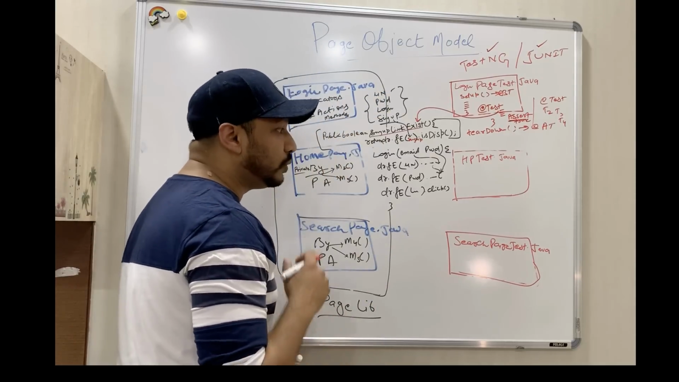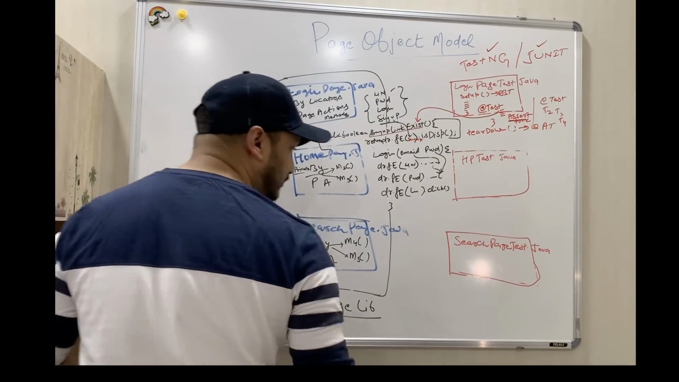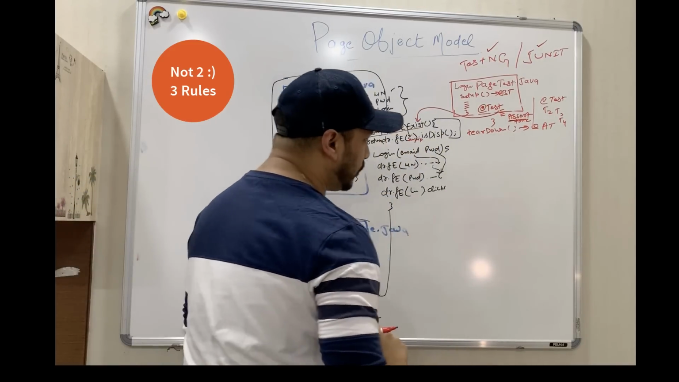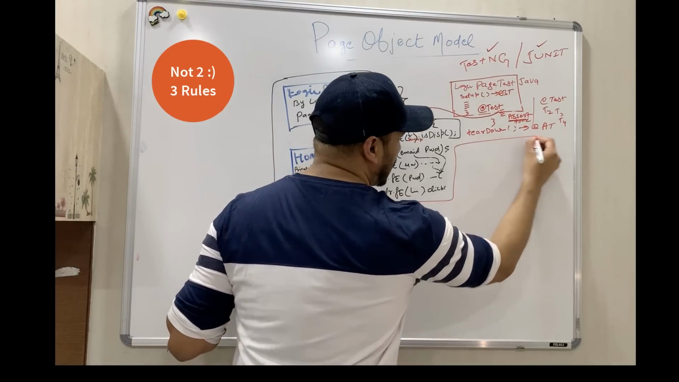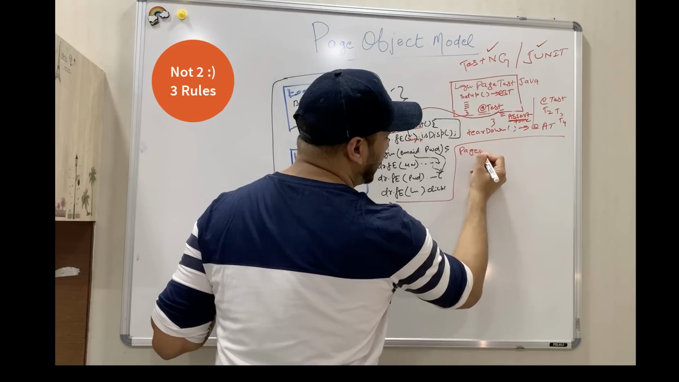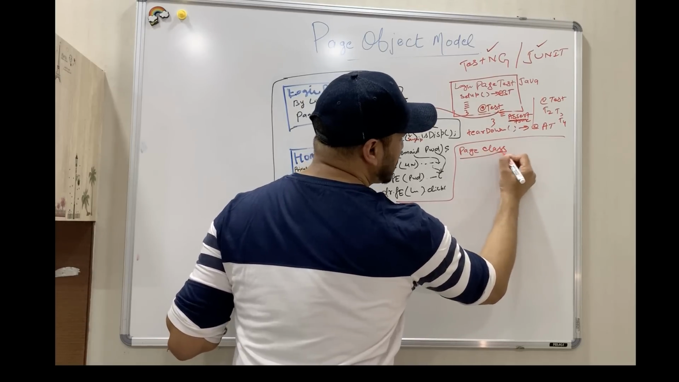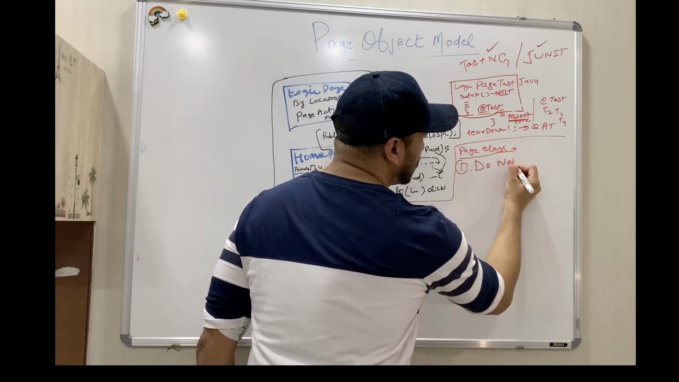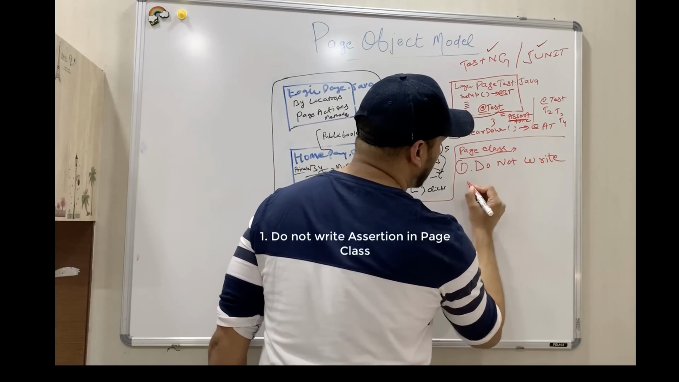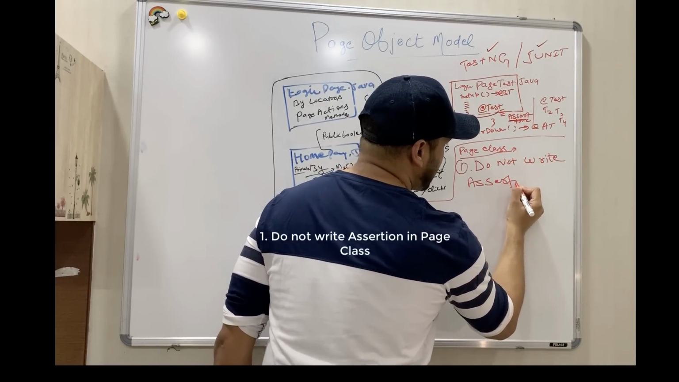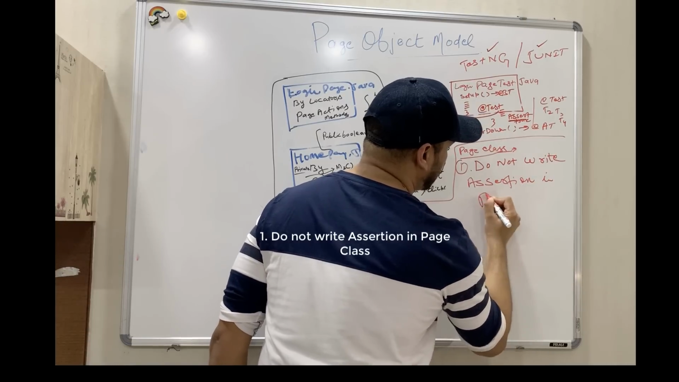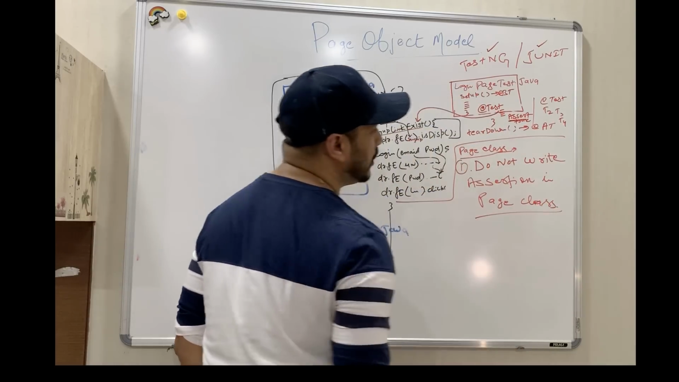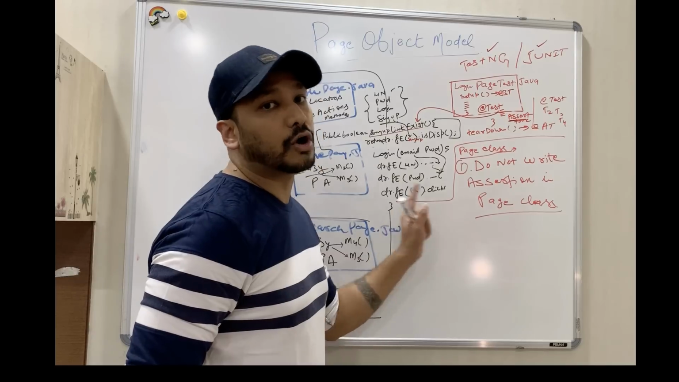Now, what is the rule? The rule is, let me rub this. Okay, what is the rule in page object model? Two important rules at the page side. Okay, guys, when you create a page class, what are the rules? The first rule is do not write assertion in page class. This is not the right thing you are doing. Do not write assertion in page class. This is a wrong practice, guys.